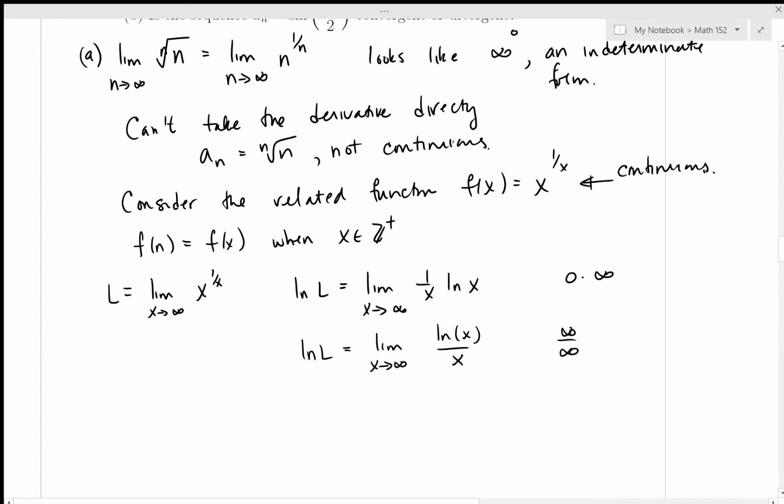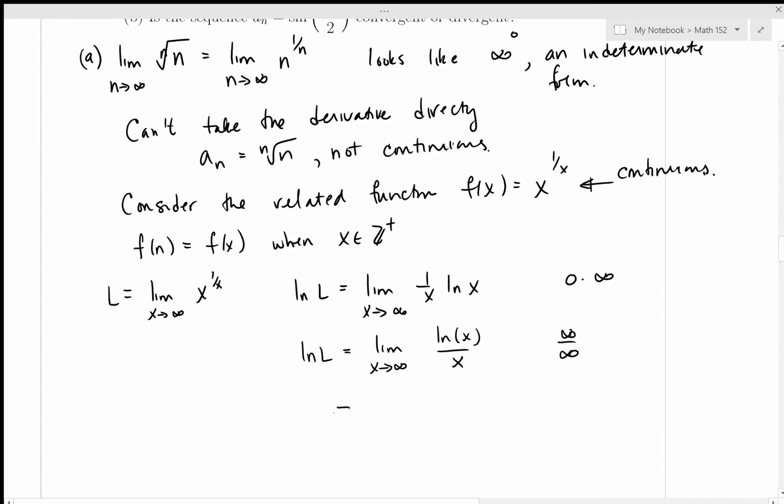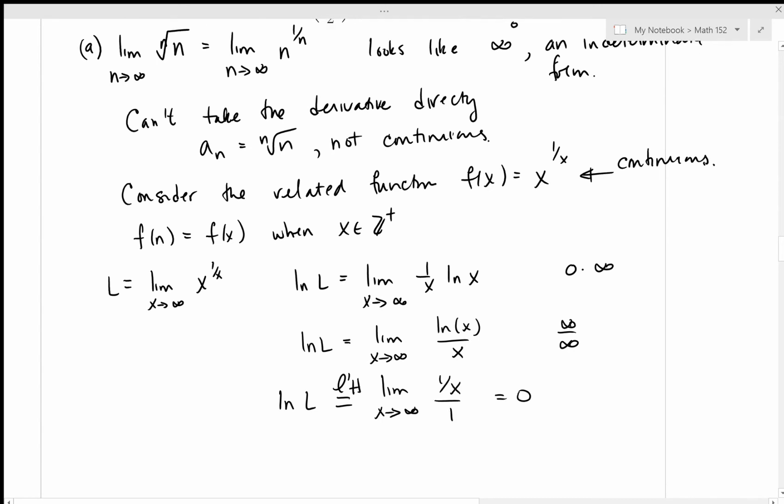So now I can employ L'Hopital's rule, and I will be in the habit of doing it like this so you can tell what I'm doing. The log of L is going to be the limit as x goes to infinity, and I'm going to take the derivative of the top and the derivative of the bottom. That is 1 over x over 1, and then I can see that that is 0. So now I know that the log of the limit is 0.